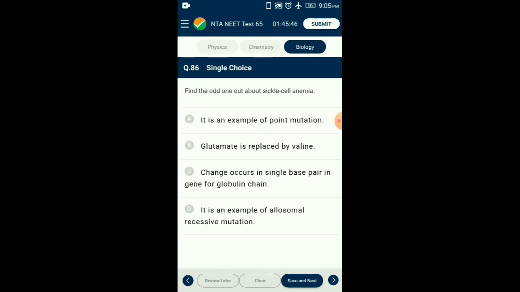Question number 86. Find the odd one out about sickle cell anemia. Sickle cell anemia is an autosomal recessive disease. This disease is controlled by a pair of alleles, HbA, that is the normal dominant allele, and HbS, the affected recessive allele. So the answer for this question is option D. It is described as an allosomal recessive mutation, that is the odd one.